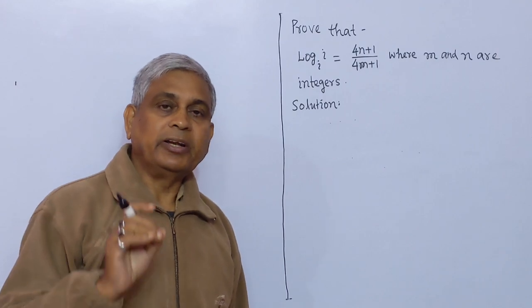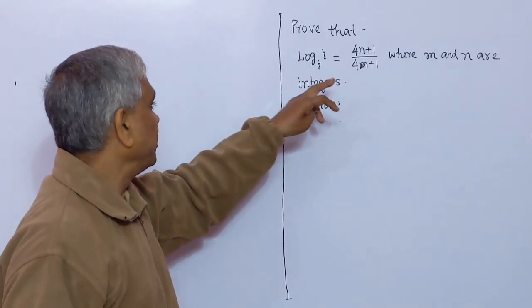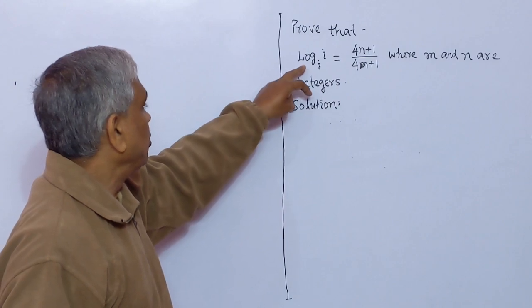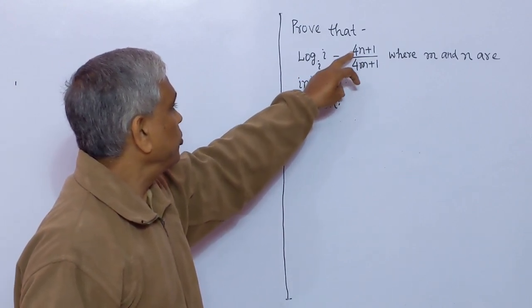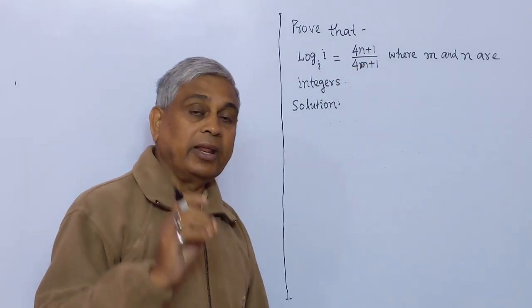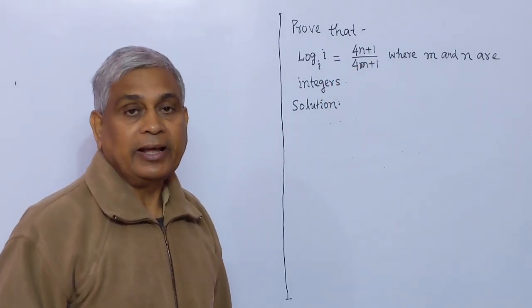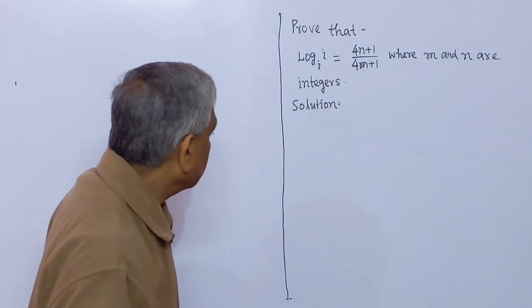Now we solve the next problem. Next problem is prove that Log base i = (4n+1)/(4m+1) where m and n are integers. Now we solve this solution.